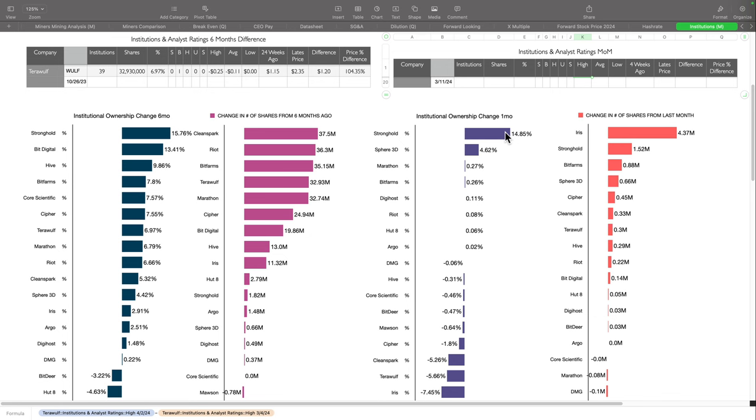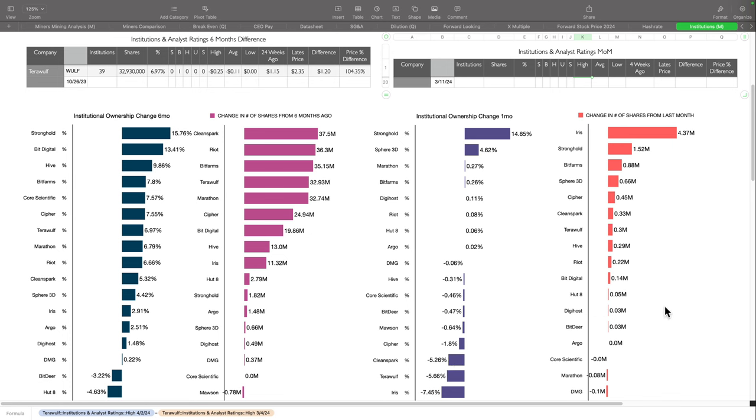Okay, institution change month over month here. We got Stronghold again, being up 14%, followed by Sphere 4.6, right? Not a lot of shares out there. That's easy to do. Some of the big ones that we saw a decrease in, percentage-wise, was 7.45 from Iris, and I think that could also be based on dilution. Same thing with TerraWolf. CleanSpark 5.26%, right? So maybe the institutions didn't change that many shares.